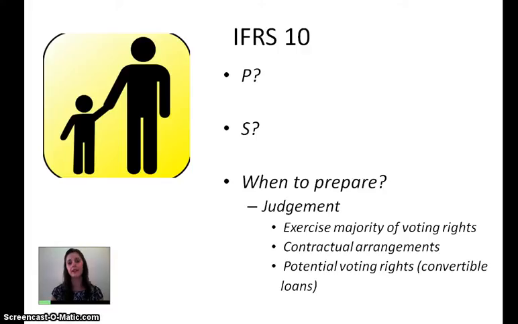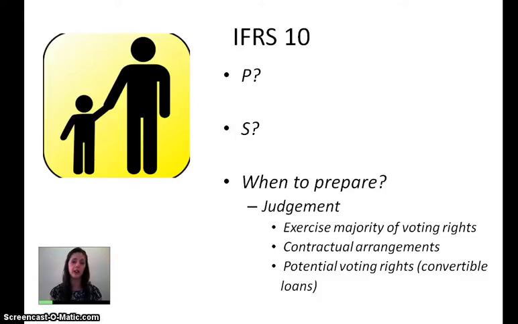So when do we need to actually prepare consolidated accounts? We need to prepare them whenever the parent has control over the subsidiary. So this could be whenever more than 50% of the ordinary share capital is held by the parent of that subsidiary company. However, there's other elements that will then affect control as well, which need to be noted.